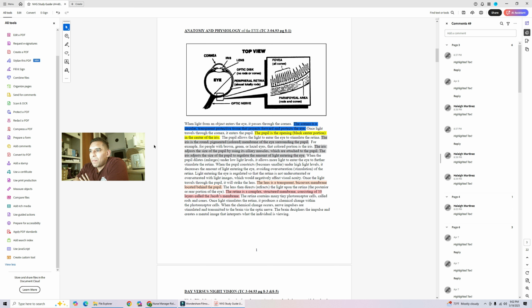The retina is a complex structured membrane consisting of 10 layers called the Jacob's membrane. The retina contains many tiny photoreceptor cells called rods and cones. Once light stimulates the retina, it produces a chemical change within the photoreceptor cells. When the chemical change occurs, nerve impulses are stimulated and transmitted to the brain via the optic nerve. The brain deciphers the impulse and creates a mental image that interprets what the individual is viewing.